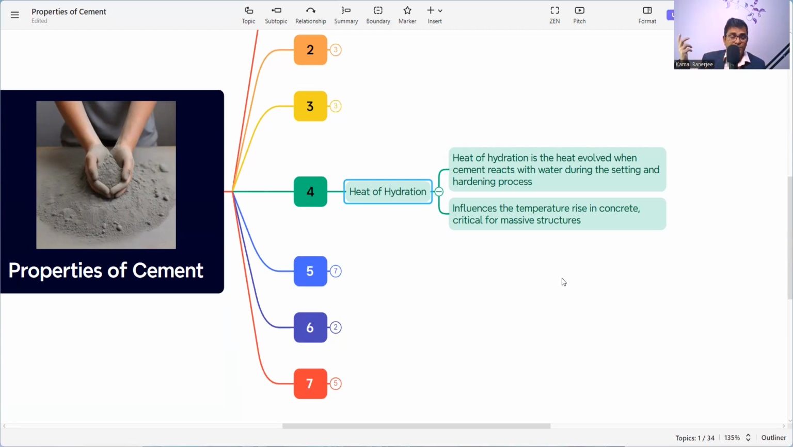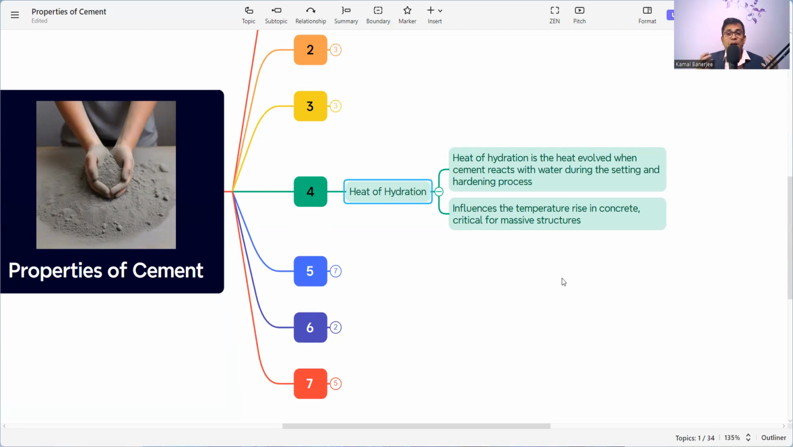and if the environmental temperature is less, there is a difference in temperature, so heat will be transferred from that core to the environment, making a path along the concrete, and it will result in cracks. So if the heat of hydration is more, then crack generation can happen. So we need to know the heat of hydration of that cement, and accordingly we need to monitor and control the temperature.